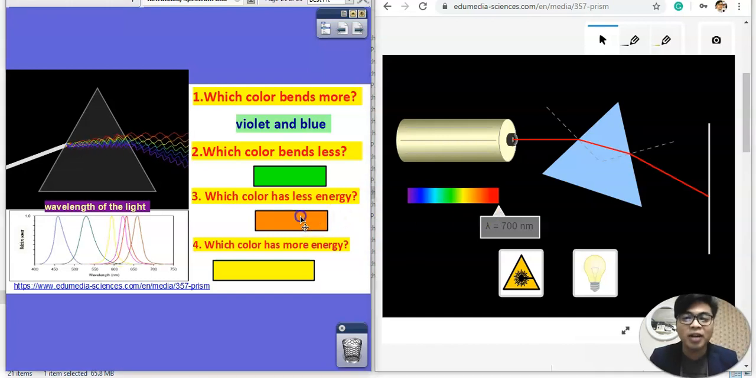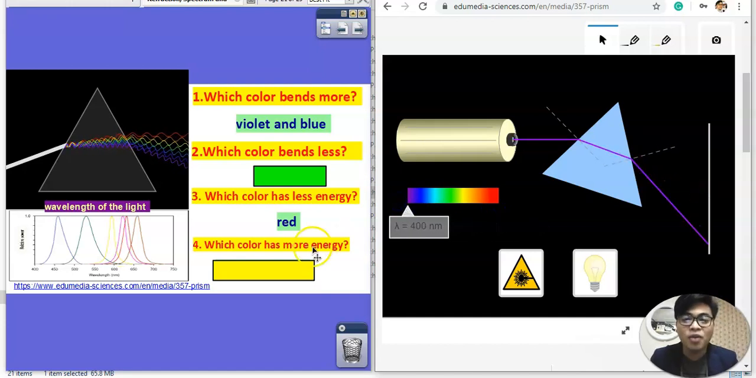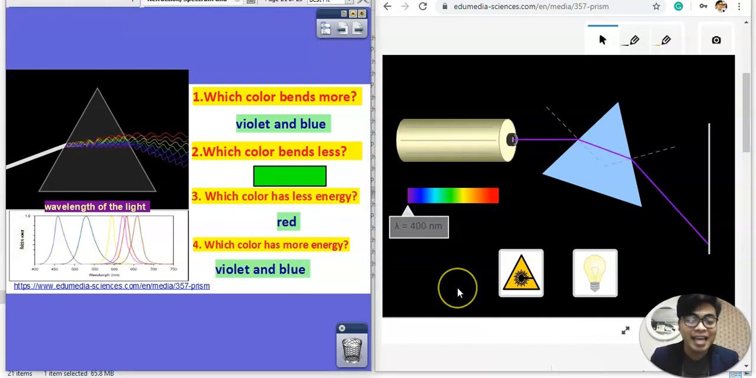So which color has less energy? Definitely it's the red because it bends less. And the ones which have more energy are the violet and blue.